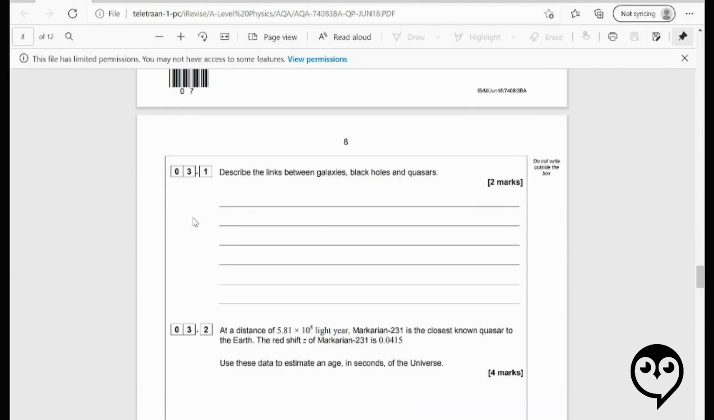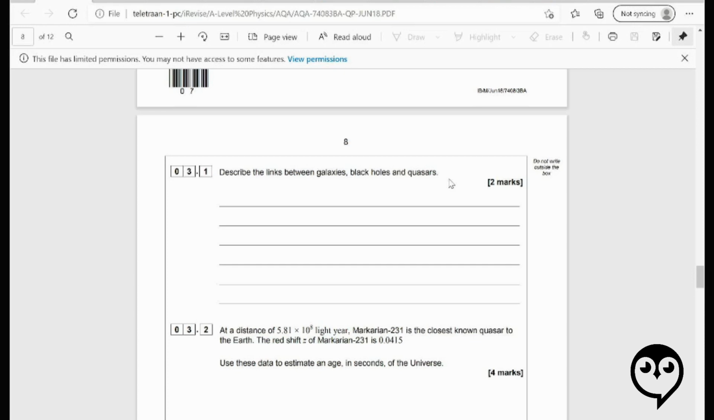Describe the links between galaxies, black holes, and quasars. Okay, so we saw a quasar is a quasi-stellar object. They tend to be at the center of galaxies, near black holes. It's a big accumulation of gas, which is being pulled into the black hole, and it gives off a great amount of energy.